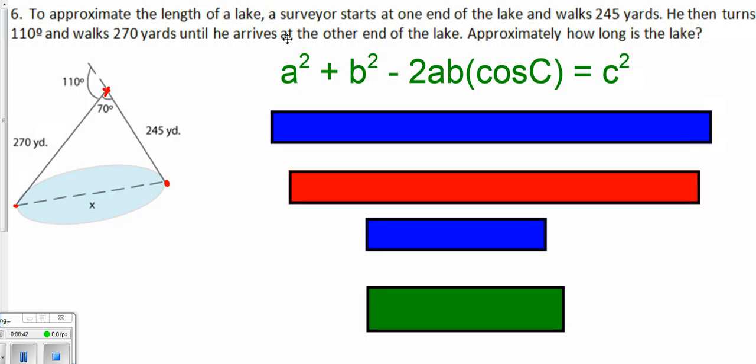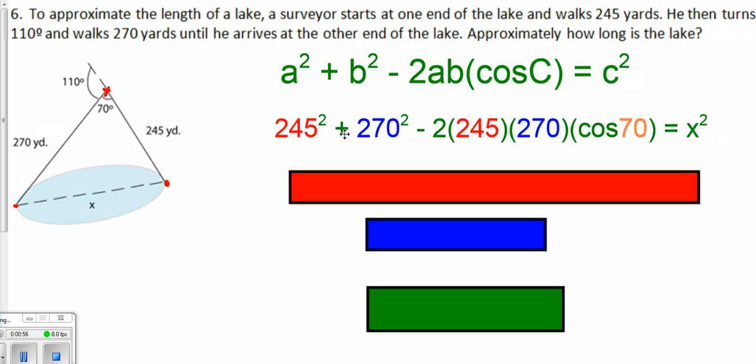So we just plug everything into our law of cosines formula. We have to use law of cosines because we don't have an angle and a side across from each other that we know. We don't have a pair. So we plug in the pieces we know. 245 squared plus 270 squared minus 2 times 245 times 270 times the cosine of 70 equals x squared.